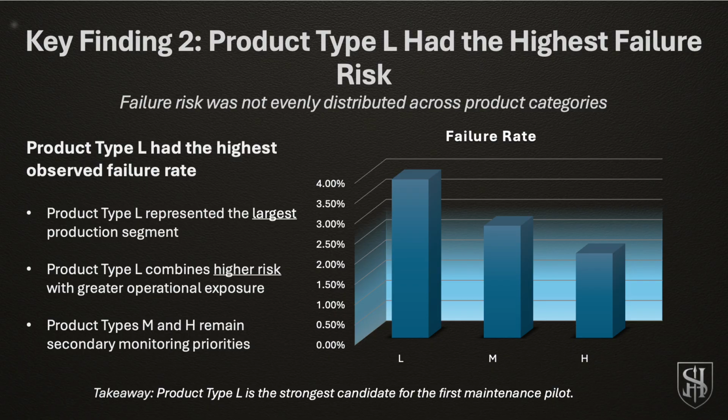They should remain under review as secondary monitoring priorities. However, based on the combination of failure rate and production volume, product type L should be prioritized first. The key takeaway from this slide is that product type L is the strongest candidate for the first maintenance pilot because it has both the highest observed failure rate and the largest production segment.